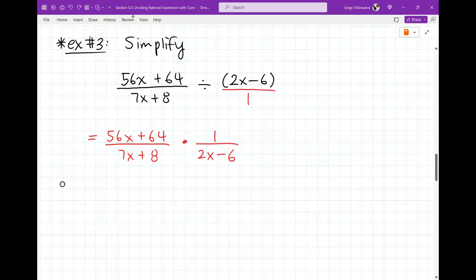All right, so here we go. Now that we flipped it, let's go ahead and start factoring everything here. Binomials, we have to try to factor, right? So 56x plus 64. What goes into 56 and 64? An 8. Yeah, an 8. So we're going to put 8 here. This would be 7x plus 8. Does 7x plus 8 have a GCF on the bottom? No, right? So it's just going to be 7x plus 8 times 1 over 2x minus 6.